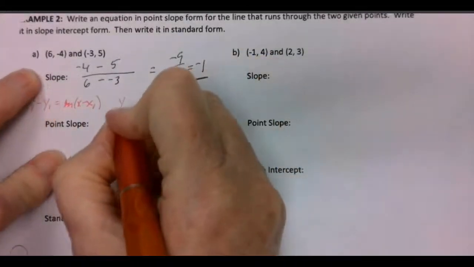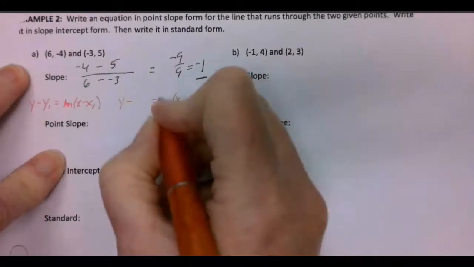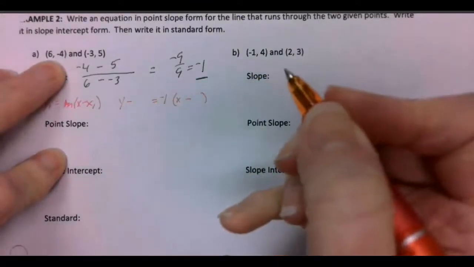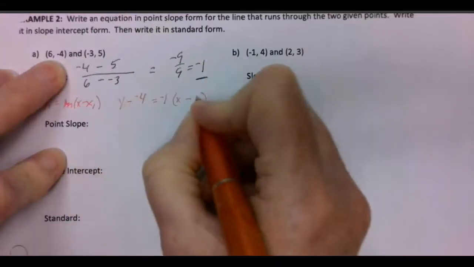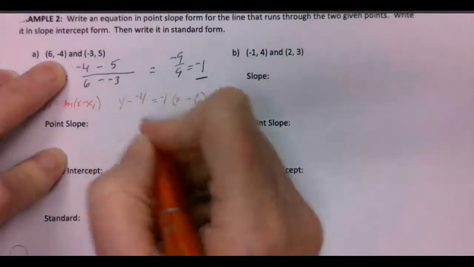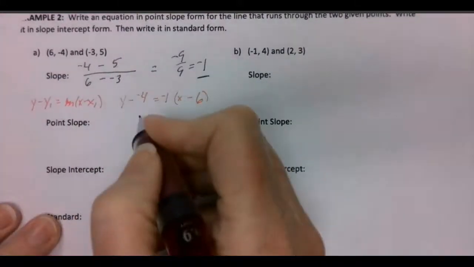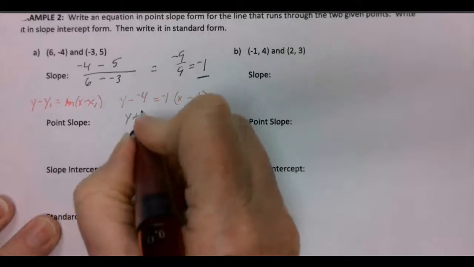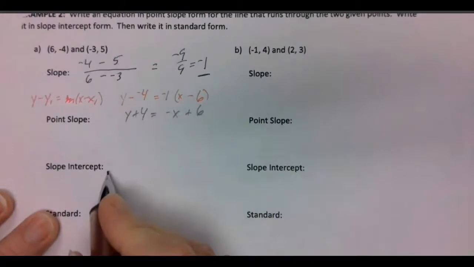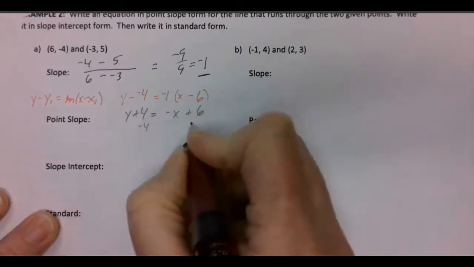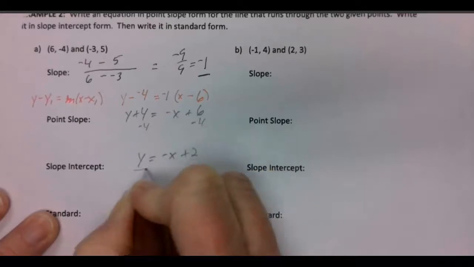And I have y minus blank equals slope times x minus blank. My slope is negative 1. The point I am choosing is the first one, so I have negative 4 and I have 6. And that is point slope form. And so then if I simplify that, I have y plus 4 is equal to negative x plus 6. I want to get it into slope intercept, so I'm going to subtract 4 from both sides, and I get y is equal to negative x plus 2.